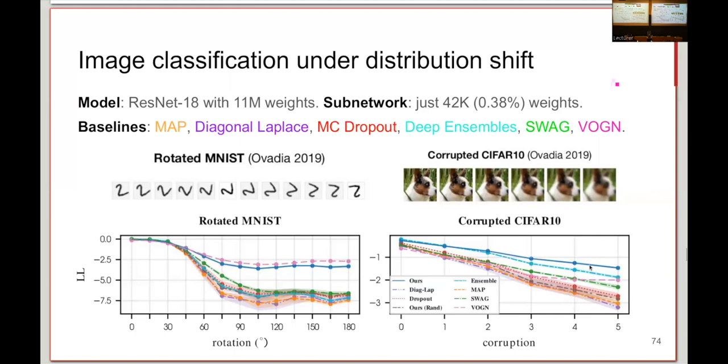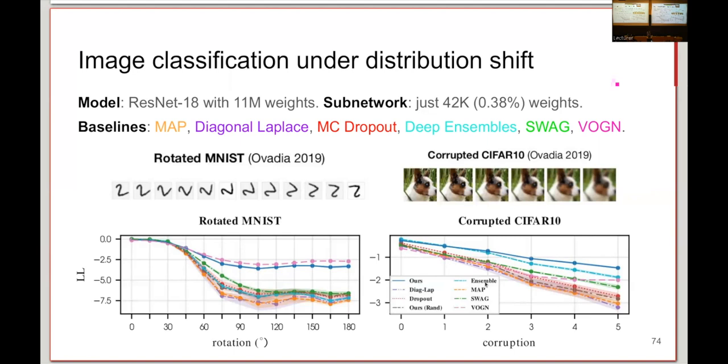What is interesting is that we are able to improve over some very strong baselines, for example ensemble methods. These are deep ensembles. And we are obtaining better out-of-distribution predictions in this case. This is quite surprising, because deep ensembles is usually a very strong baseline. It's very hard to obtain better results than that method.